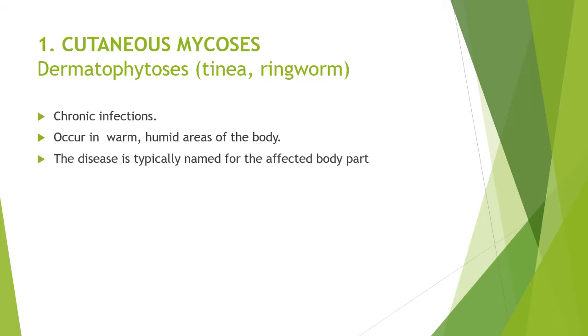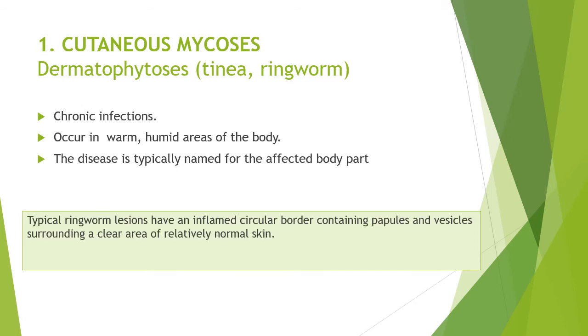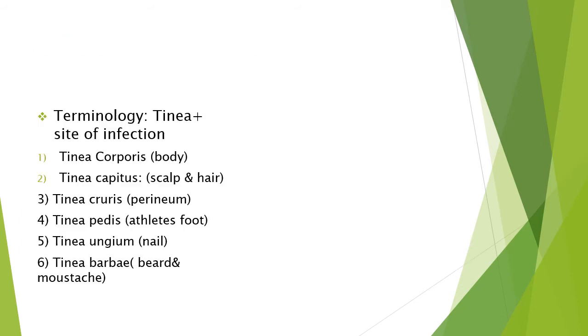And this actually happens in different parts of the body. So each part will have a different name based on the type or the site of the infection. So ringworm lesions usually are circular and they contain papules, which means that they have very small raised lesions on the skin with vesicles sometimes, and the surrounding skin is very normal. So you can see them very clearly.